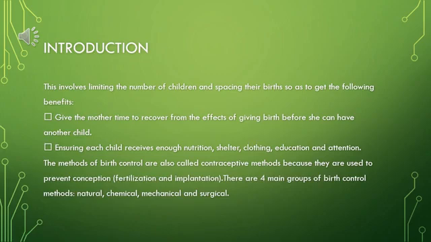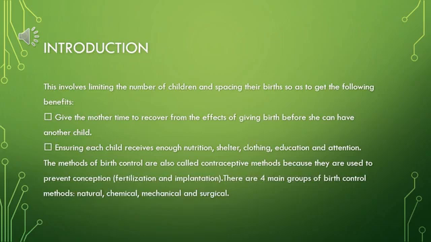So there are a number of reasons for which people might make use of birth control. Among these reasons would be to give the mother time to recover from the effects of giving birth before she can have another child, and also to ensure that the child receives enough nutrition, clothing, shelter, education, as well as attention. You might have noticed that in most families where children are not spaced, the children do not receive enough attention as well as nutrition. So these are cases where you have a large number of the children being malnourished because they are not spaced.